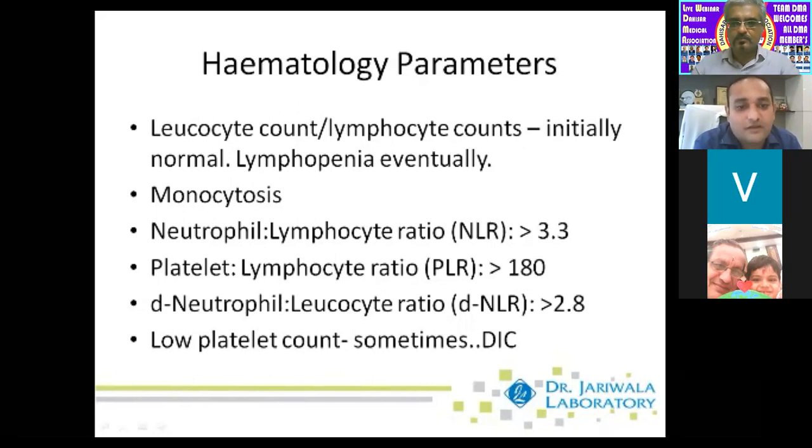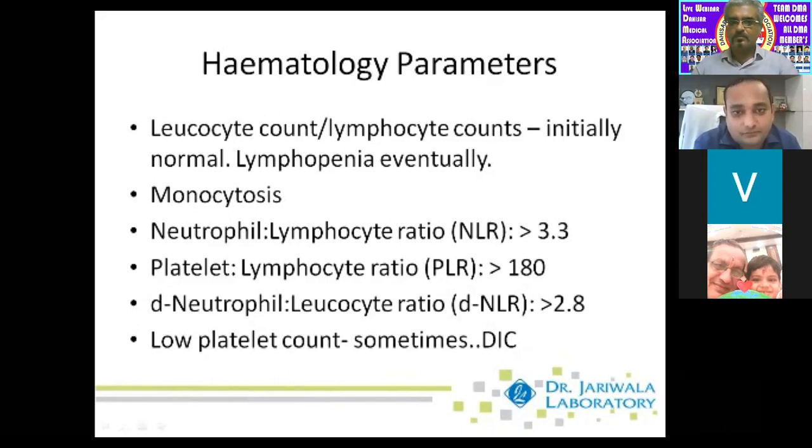The same holds true for the platelet lymphocyte ratio or the derived neutrophil leukocyte ratio, which is nothing but neutrophils divided by the leukocytes minus the neutrophils. So, neutrophils divided by everything else except the neutrophils. If this ratio is more than 2.8, again, it is said to be associated with a poor prognosis. And of course, low platelet count at presentation is secondary to DIC. That also has a possibility of the worsening of the condition of the patient.